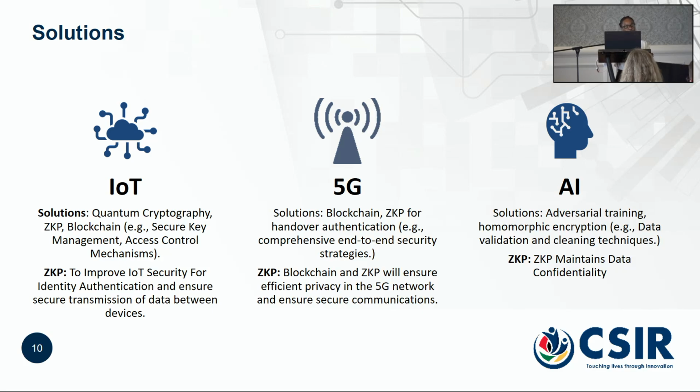In 5G, we recommend blockchain and ZKP to help ensure efficient privacy in the 5G network and ensure secure communication between all connected devices. In artificial intelligence, we recommended adversarial training, data cleaning, and data validation techniques, as well as ZKP cryptographic techniques that will help maintain data confidentiality.